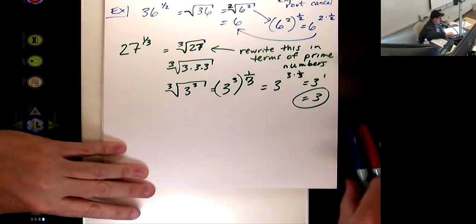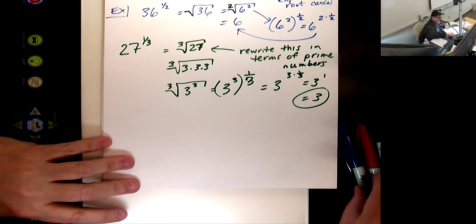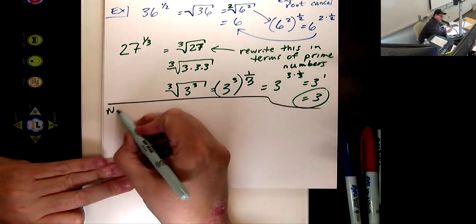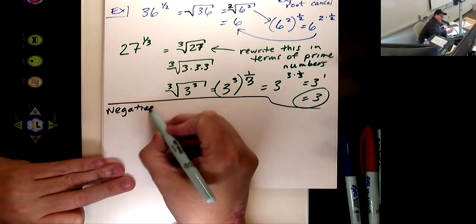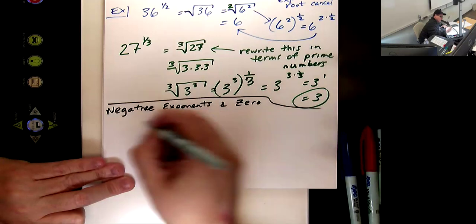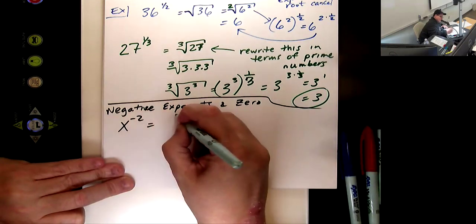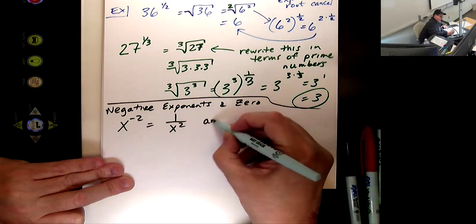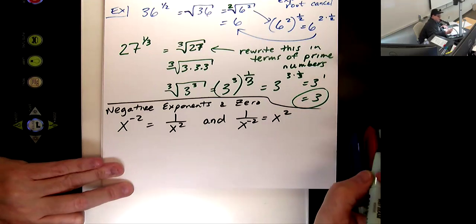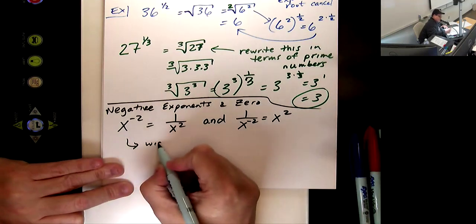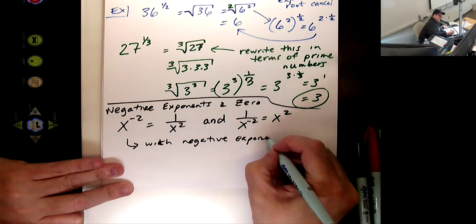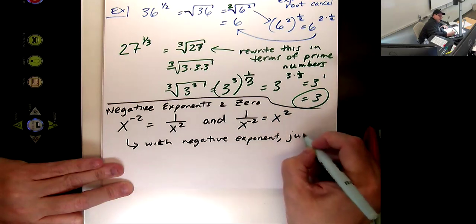Now, I want to respond to something that Davis asked about a second ago, with negative exponents and 0. X to the -2 is the equivalent of 1 over x squared. And 1 over x to the -2 is equivalent to x squared. So with a negative exponent, just move it to the other side of the fraction.